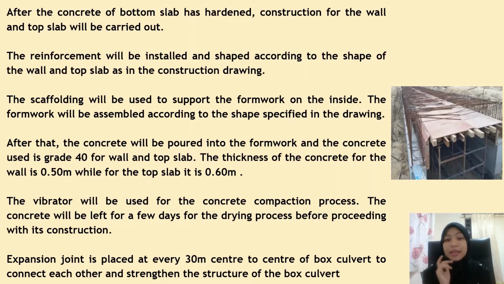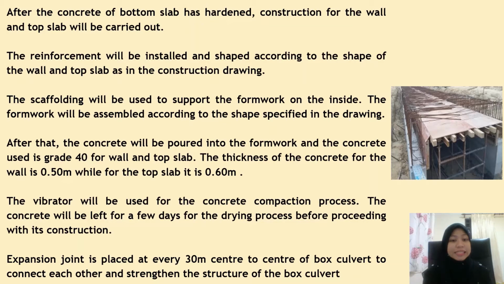After that, the concrete will be poured into the formwork, and the concrete used is grade 40 for the wall and top slab. The thickness of the concrete for the wall is 0.50 meter while the top slab is 0.60 meter. The vibrator will be used for the concrete compaction process. The concrete will be left for a few days for the drying process before proceeding with its construction.